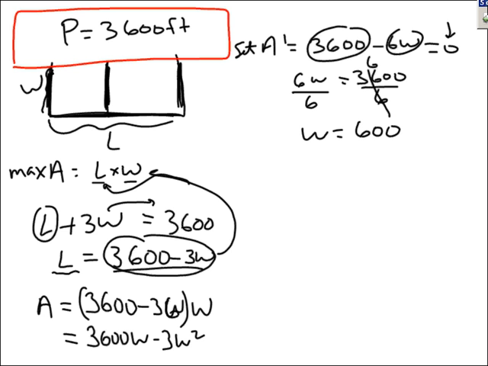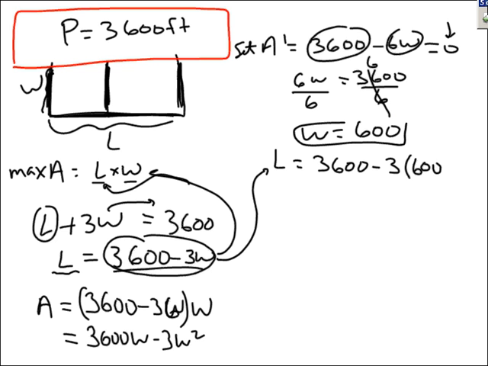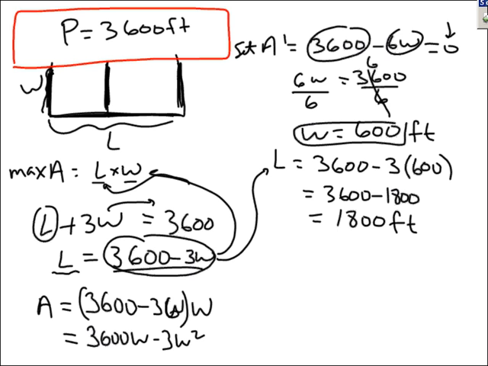Now what's L? Well, we know from this equation right here, L is 3,600 minus 3W. The W's are 600. Well, 3,600 minus 1,800, that's 1,800. Okay, so L is 1,800 feet, W is 600 feet.